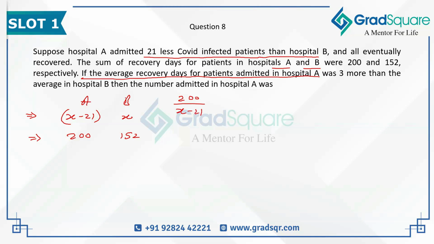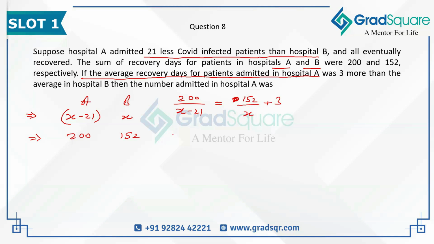Now that is for hospital A. If the average recovery days for the patients admitted in hospital A was 3 more than the average of B, so what is the average of B? The average number of days will be 152 divided by x, plus 3, which will make it equal to the average of A. Now I can see one equation in terms of x. We will try to solve it for the value of x and then answer the question.